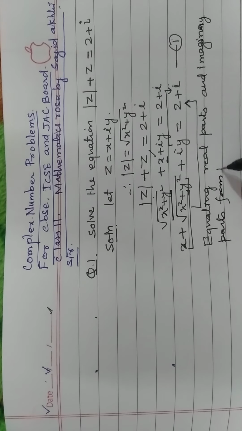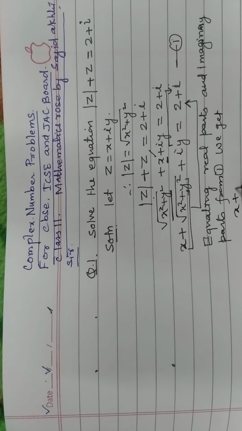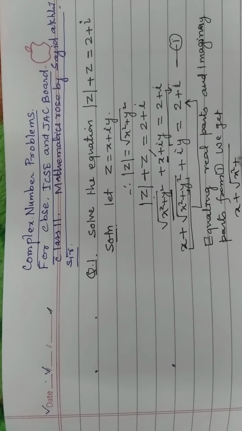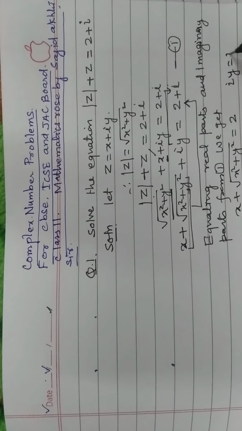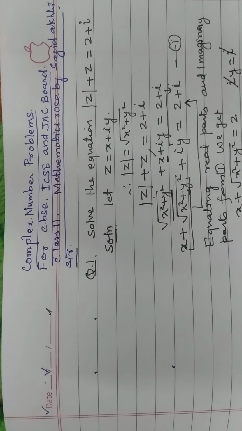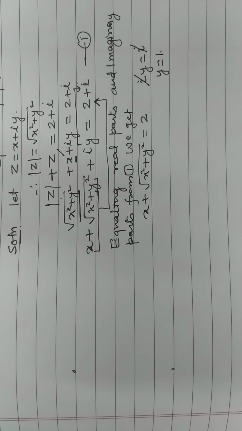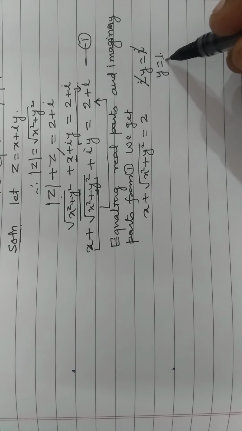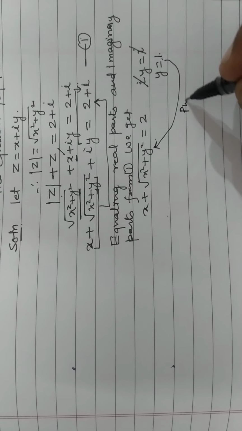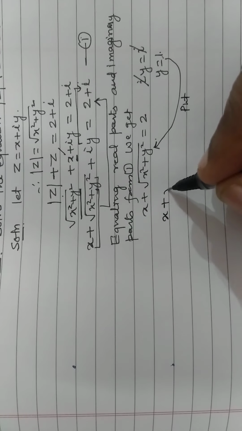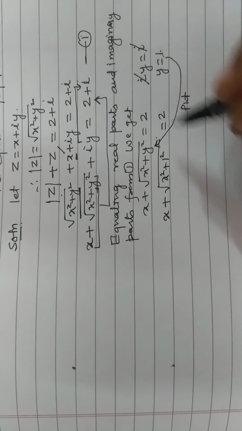from 1, we get x plus root under x square plus y square is equal to 2. And iy is equal to i, so i will be cancelled out. So y is equal to 1. Now we will put the value of y over here. So x plus root under x square plus 1 square is equal to 2.